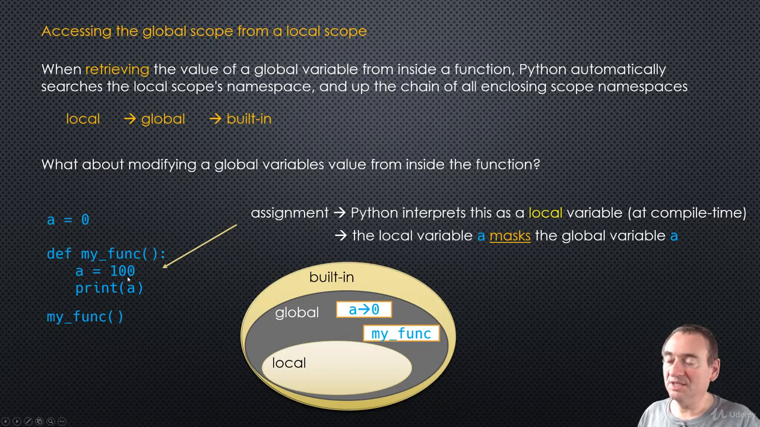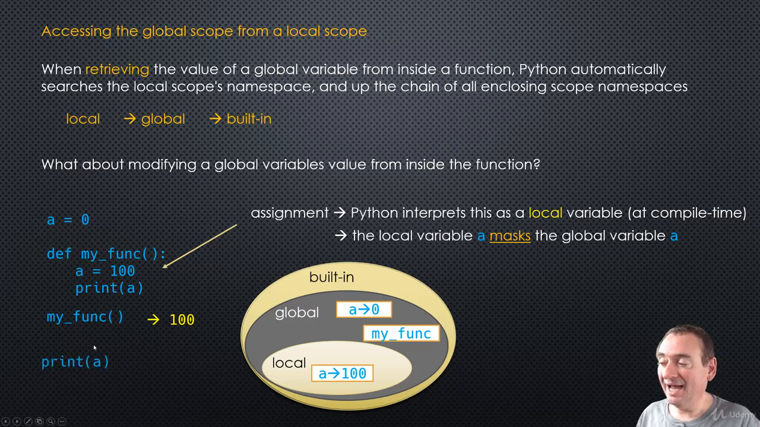The first line of code says A equals 100. So Python is now going to set A, it's going to bind A to the object 100, but which namespace is it going to put it in? It's going to put it into the local namespace because it made that determination that if you're assigning a value inside the function, it goes into the local namespace. And so when we run myfunc, it's going to print 100 because A is 100. It's not going to print 0.